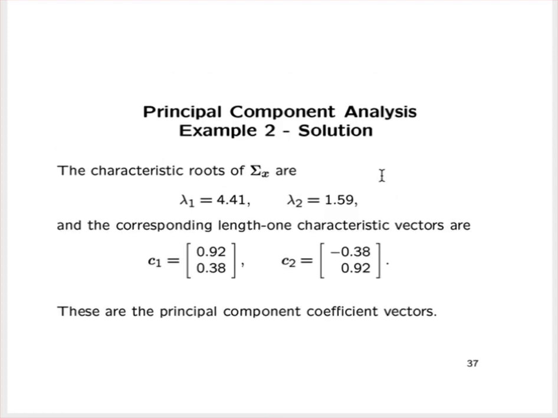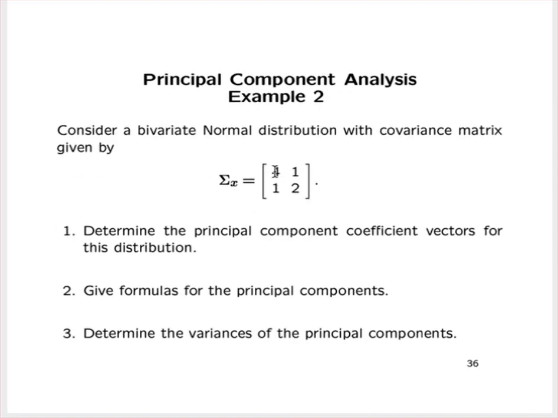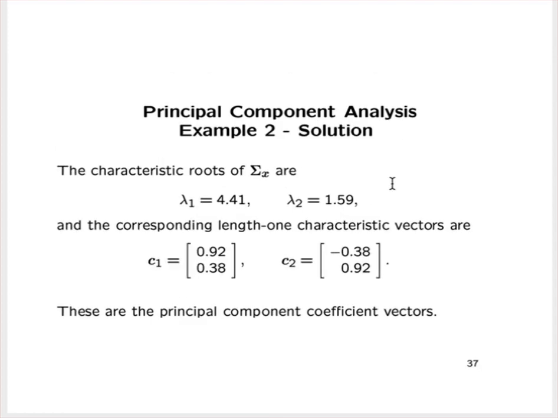Now it turns out that the characteristic roots of cap sig are lambda 1 equal to 4.41 and lambda 2 equal to 1.59. By the way, if you add these up, we get 6, which is the total variability associated with the original response. The length 1 characteristic vector of cap sig corresponding to lambda 1 is C1 with entries 0.92 and 0.38. The length 1 characteristic vector of cap sig corresponding to lambda 2 is C2 with entries negative 0.38 and positive 0.92. Again, these are the vectors from which we get the coefficients for constructing the principal components from the original response.